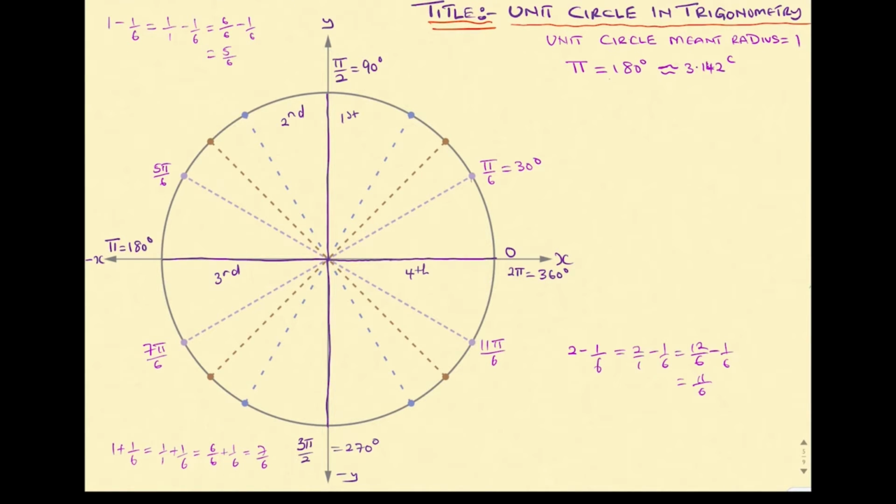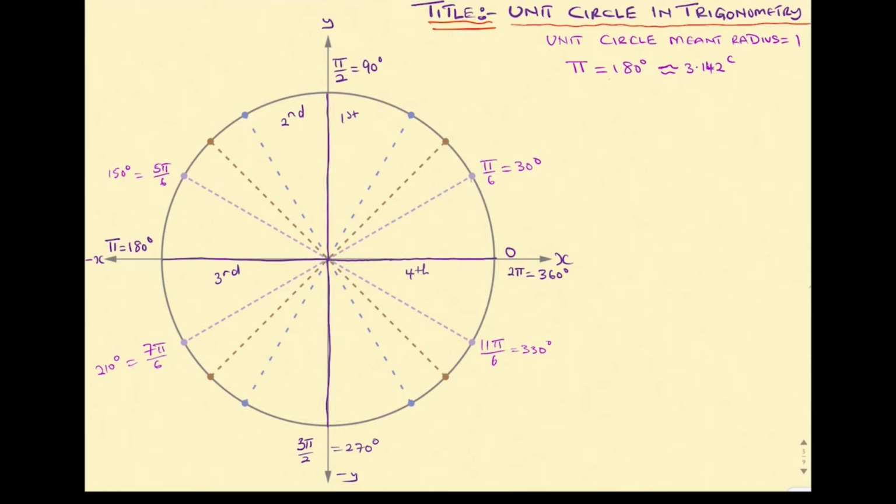Now, 5 pi over 6 is basically 5. What you need to do is do 5 times 180 divided by 6, and that will give you 150 degrees. 7 pi over 6, what you need to do is just do 7 times 180 divided by 6, and that will be 210 degrees. 11 pi over 6, basically you just need to do 11 times 180, then divided by 6. That would be 330 degrees. And that's how you find your pi over 6 angle in one complete cycle.